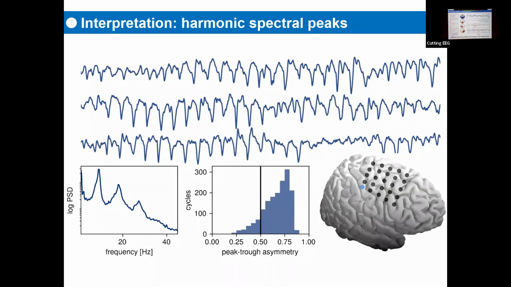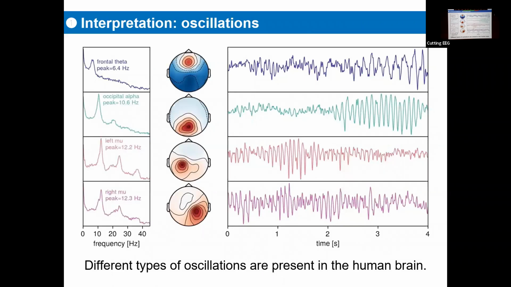Okay. So Robert told us already in the morning that the EEG or the MEG is comprised of many different types of signals that are mixed spatially across space. So here I plotted a few examples of independent rhythms. So you have, for instance, frontal theta, occipital alpha in the back here, and several mu rhythms for both hemispheres. So there are different oscillations present in the human brain.